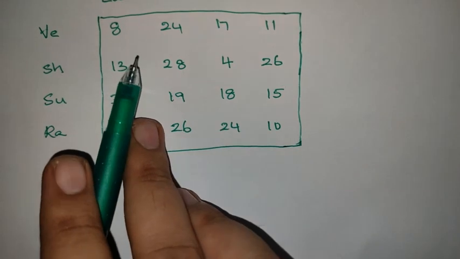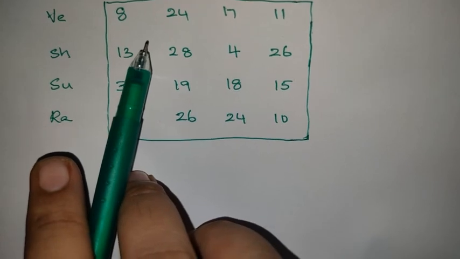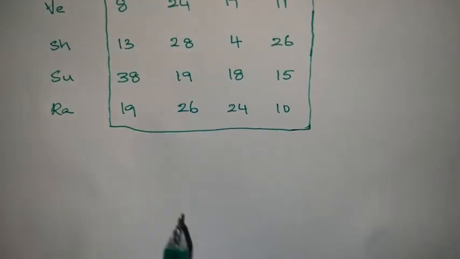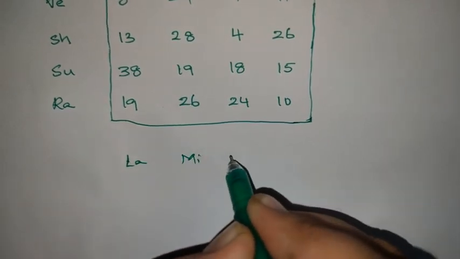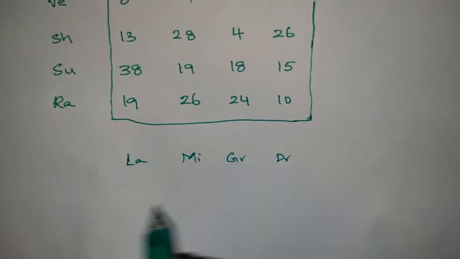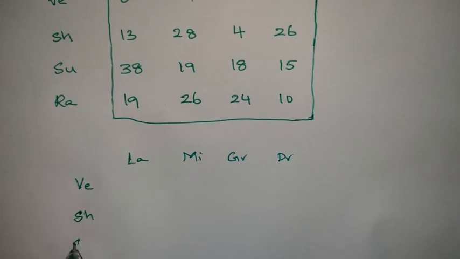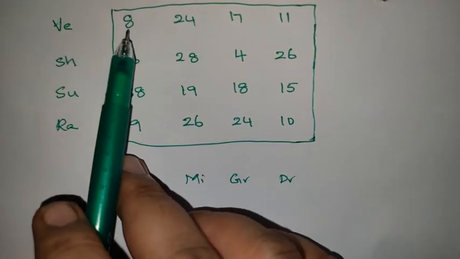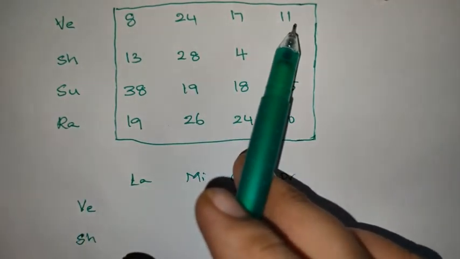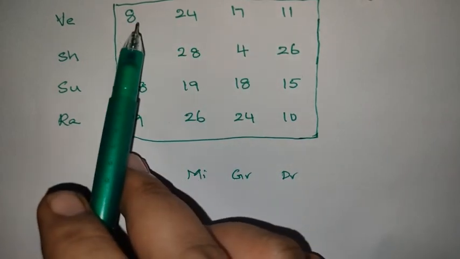Now in each row, first of all, we need to identify the minimum values. So now take the first row. First let us mention these, missions and operators. Now take the first row. In the first row, what is the minimum value? The minimum in 8, 24, 17 and 11 is 8.